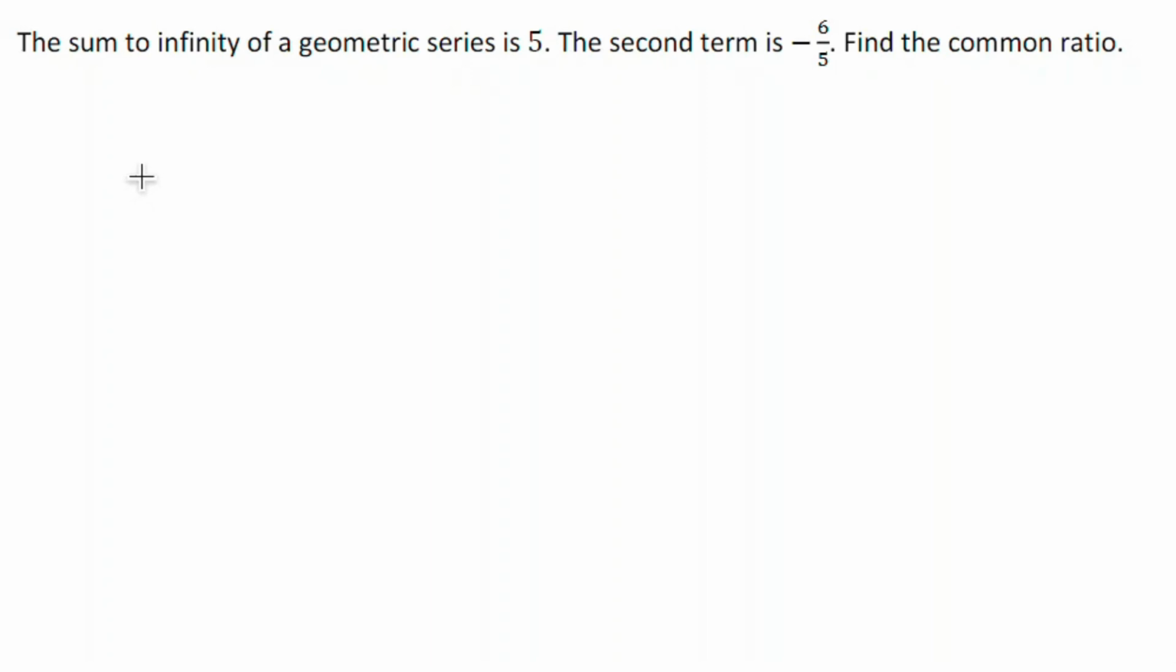The sum to infinity of a geometric series is 5. The second term is minus 6/5. Find the common ratio.